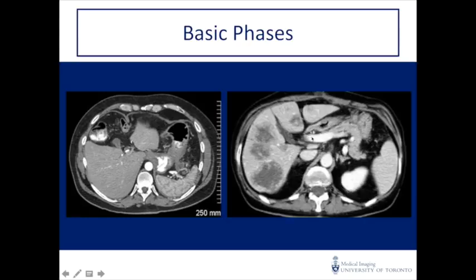On the right here we have an image that was taken in portal venous phase. The portal vein, which is here, is bright. You'll notice that the spleen here is homogeneously enhancing. The portal venous phase is what we use for general abdominal scans because it helps evaluate most of the abdominal organs the best.